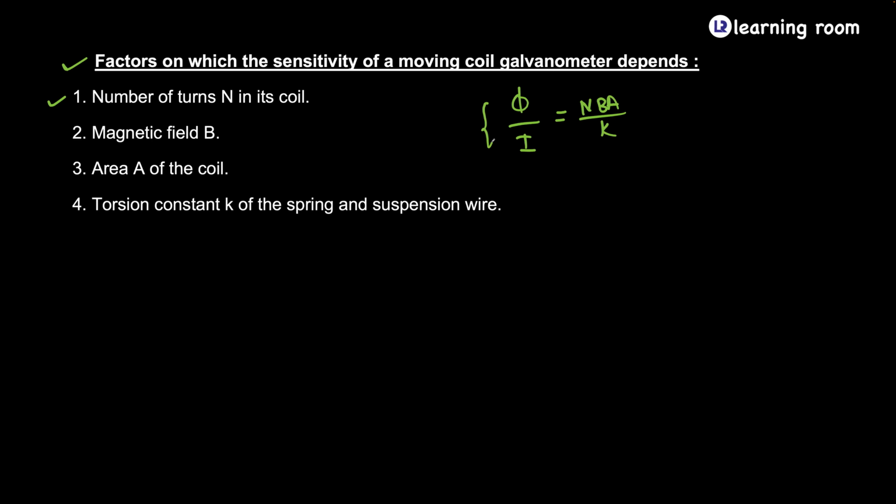So if I increase the number of turns, is it going to be more sensitive or less sensitive? How is it proportional? Directly. So number of turns, it depends on the magnetic field. It depends on the area of the coil. If any of these three parameters is increased, it can be more sensitive, right? And what should you do to the torsional constant? You should decrease it to become more sensitive because it's inversely proportional. So these are the four factors on which the sensitivity of a galvanometer depends. Am I clear with this?